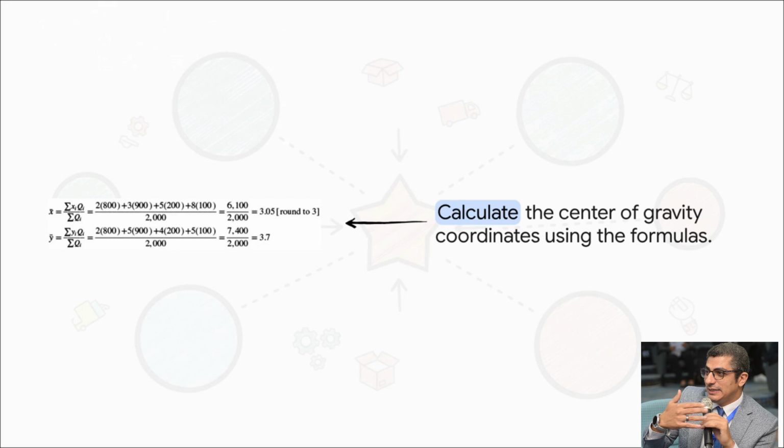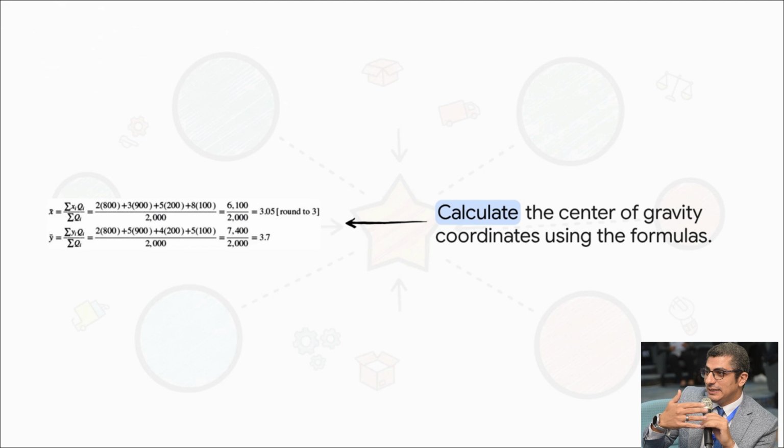For x bar at the top, we multiply D1's x-coordinate, which is 2, by its quantity of 800. Then we add D2's x of 3 times its 900, and so on. That sum product across the numerator comes out to exactly 6,100. We divide that by our total volume of 2,000, which gives us 3.05. We'll just round that to 3 for simplicity.